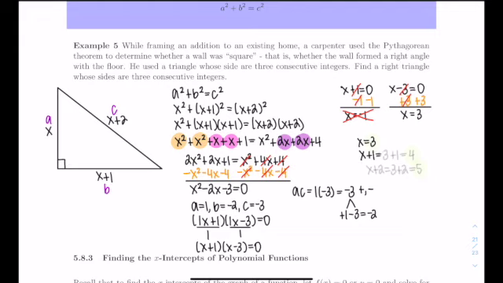X plus 1 would give me 3 plus 1, which is 4. And x plus 2 would give me 3 plus 2, which is 5. So we ended up getting 3, 4, 5.